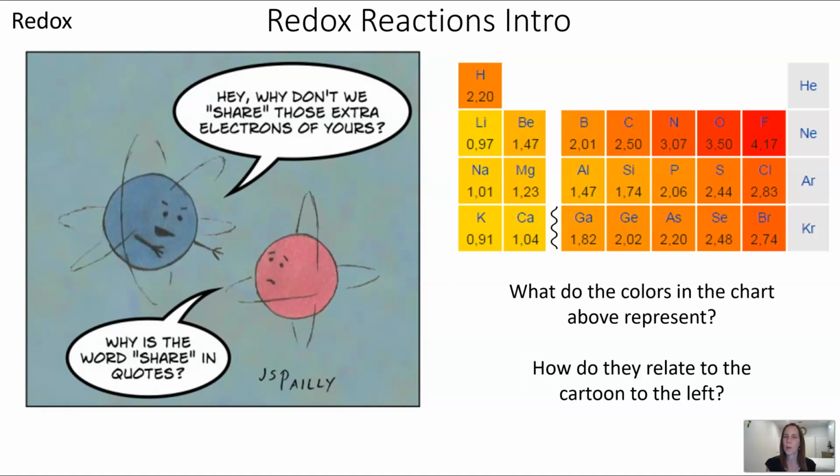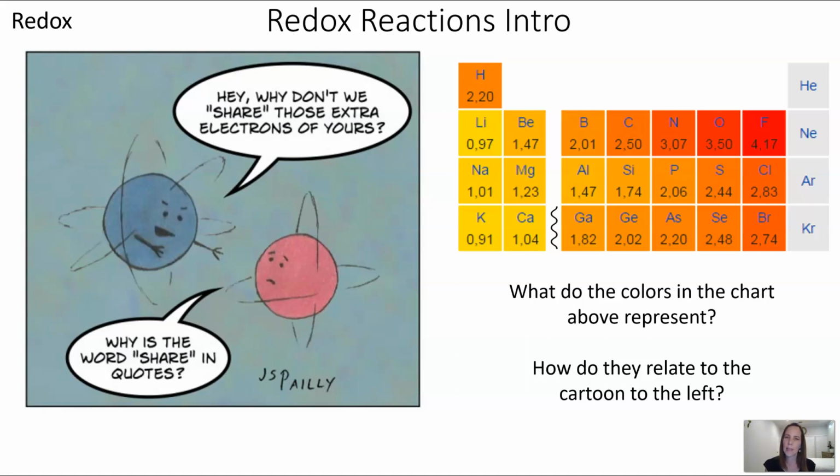So this table is showing electronegativity values. The higher the electronegativity value, the more affinity an atom has for an extra electron. You can see that the ones in the upper right of the periodic table have really high electronegativity values, like oxygen, for example. The ones on the very right are noble gases, so those are stable and they don't want more electrons at all. The ones on the left generally have lower electronegativity values.